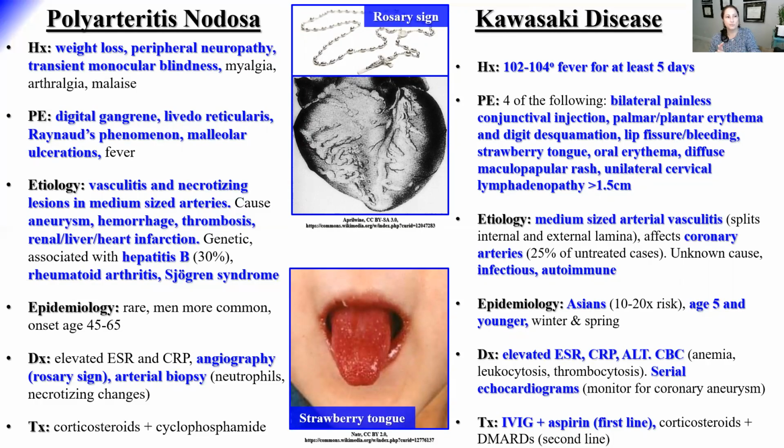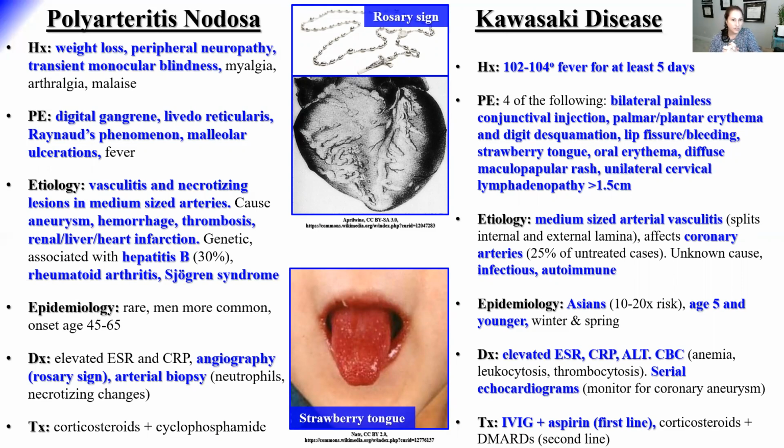This can cause weight loss, peripheral neuropathy, transient monocular blindness, a lot of skin findings with this one: digital gangrene, livedo reticularis, that same rash we talked about with lupus, Raynaud's phenomenon, malleolar ulcerations. When they get the inflammation in these vessels, they can get aneurysms, hemorrhaging, thrombosis, infarction to the kidneys, the liver, the heart. This one is highly associated with hepatitis B. So polyarteritis nodosa, medium vessel vasculitis, highly correlated with hepatitis B.